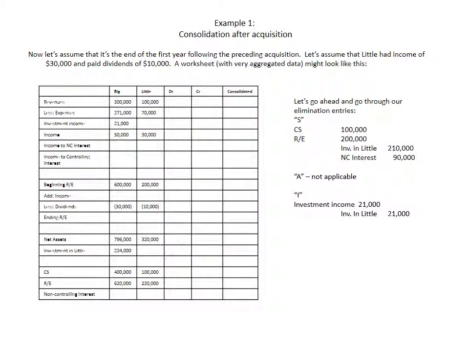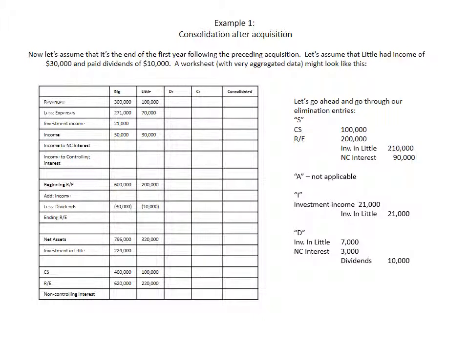I for investment income. This should be the easiest entry of all. We look at the Big column, and we see the words investment income. It says $21,000, and so that's what we have to eliminate. So investment income would have a credit balance if it's a positive income. So to eliminate it, we're going to debit investment income and credit the investment account.